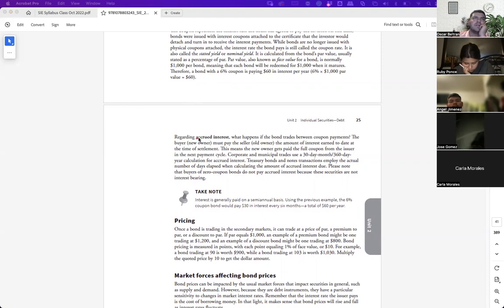Now, accrued interest. Okay, if the bond trades between coupon payments, the buyer must pay the seller the amount of interest earned to date of the time of settlement. This means the new owner gets paid the full coupon from the issuer in the next payment cycle. So pretty much, they're not really going to see that payment that quarter. It'll be in the next payment when they fully own it. That's all that means here. Any questions?